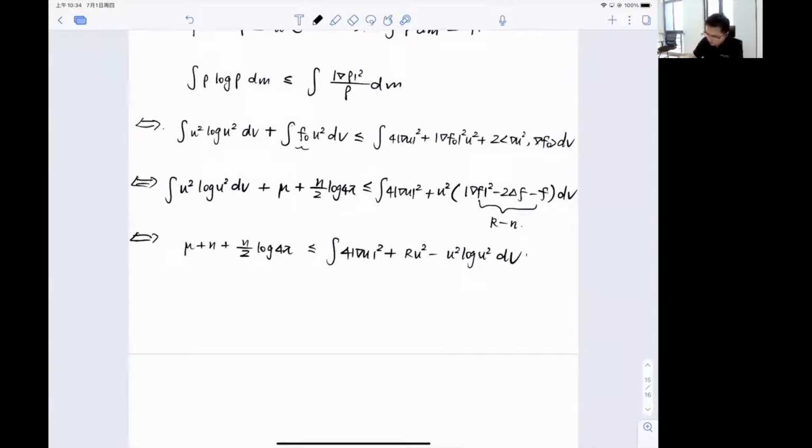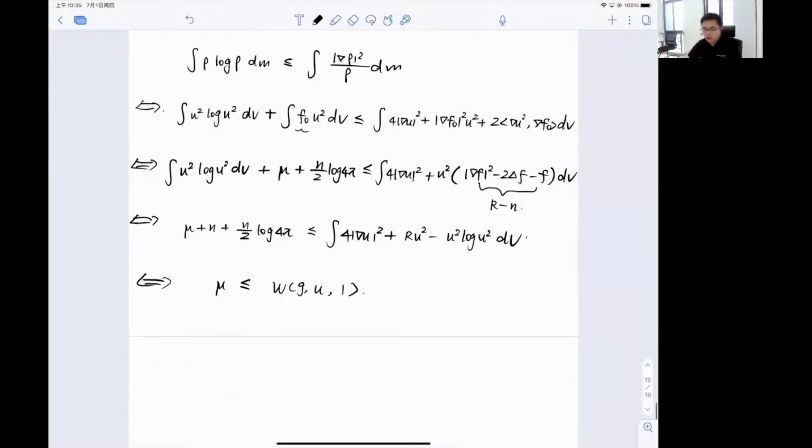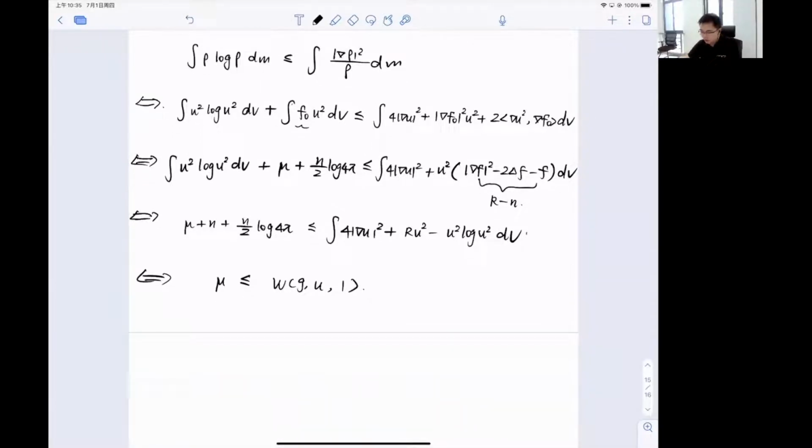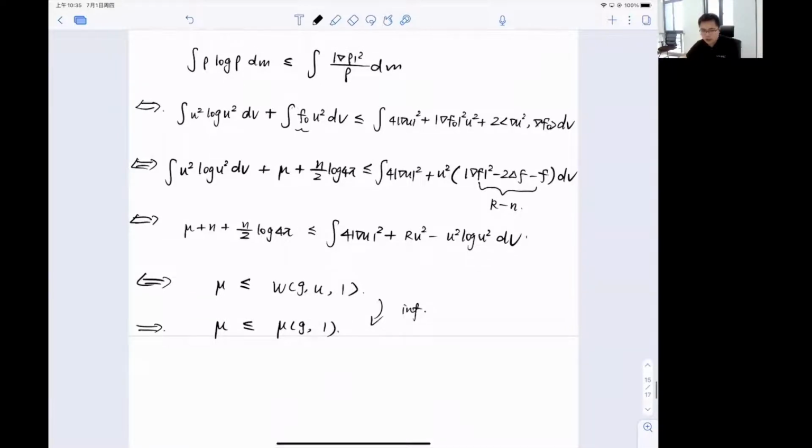Now here, by moving those two terms to the right-hand side, we get mu is less than or equal to W_G u, 1. This is true for any compactly supported function u as long as its square has integral 1. So by taking the infimum, we obtain mu is less than or equal to mu_G1. Okay. So in this way, we have obtained the other direction.